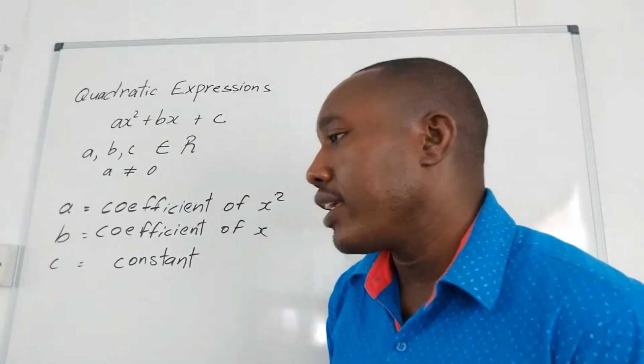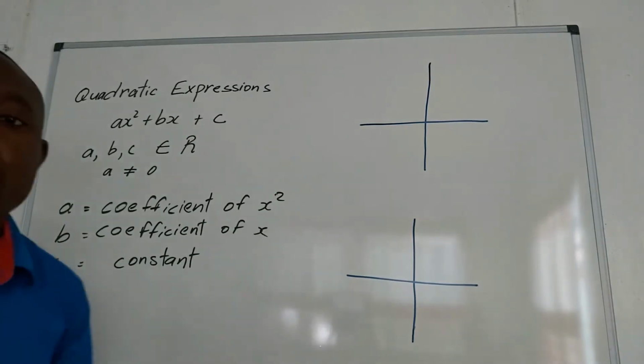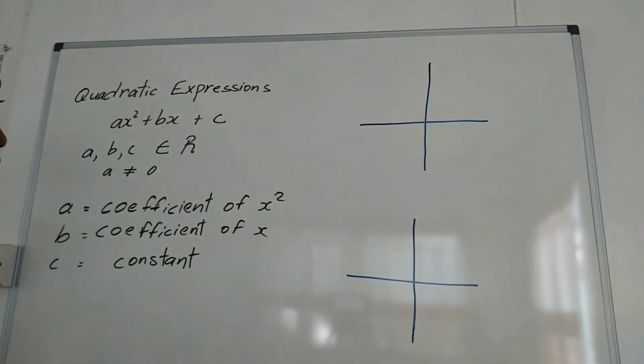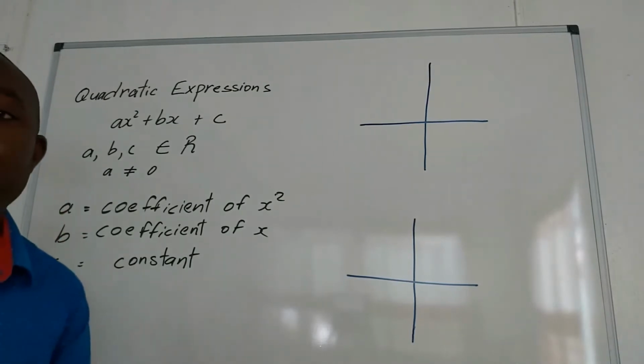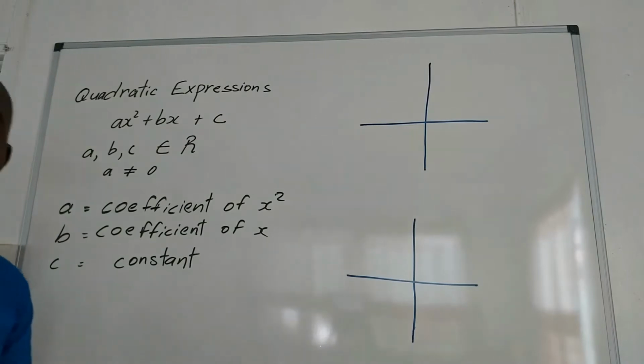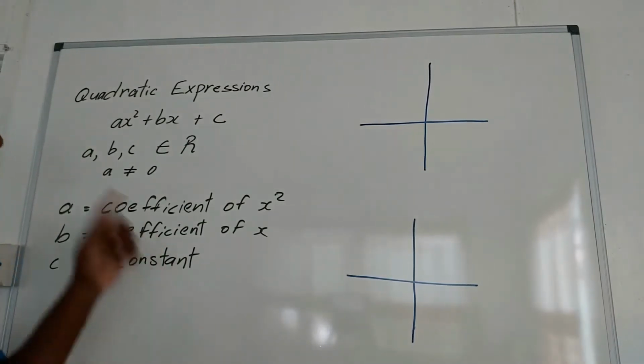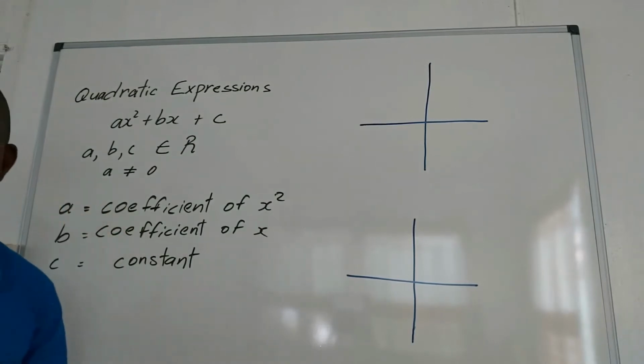Now, a quadratic expression is written in the form ax squared plus bx plus c, where a, b, and c are real numbers. And in any quadratic expression, a cannot be equal to 0.